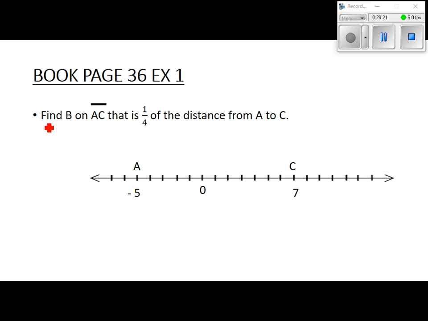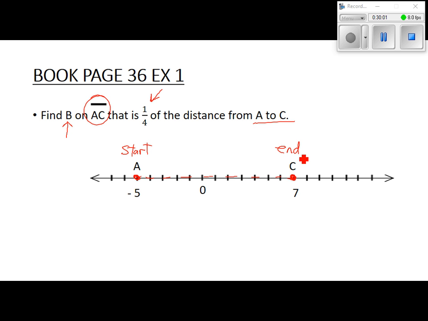So in this, we're going to do this example. They're going to give you a fraction. They're going to tell you to find some point that's located somewhere on this segment. They're going to give you how you're moving, the distance from A to C. So we're starting where? A. A, and we're going to C. So this is where we're starting. This is where we're ending. And we're just going to use that formula.